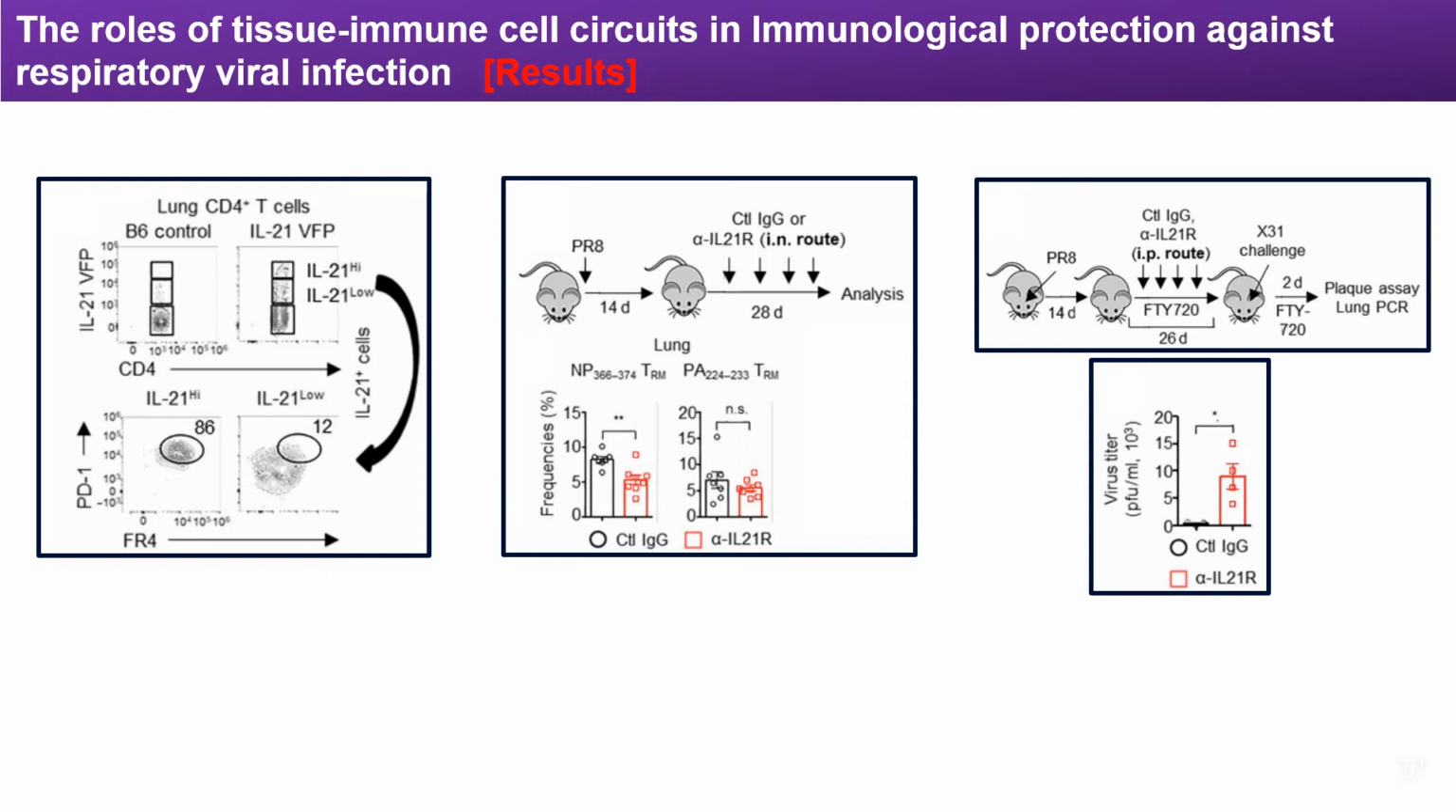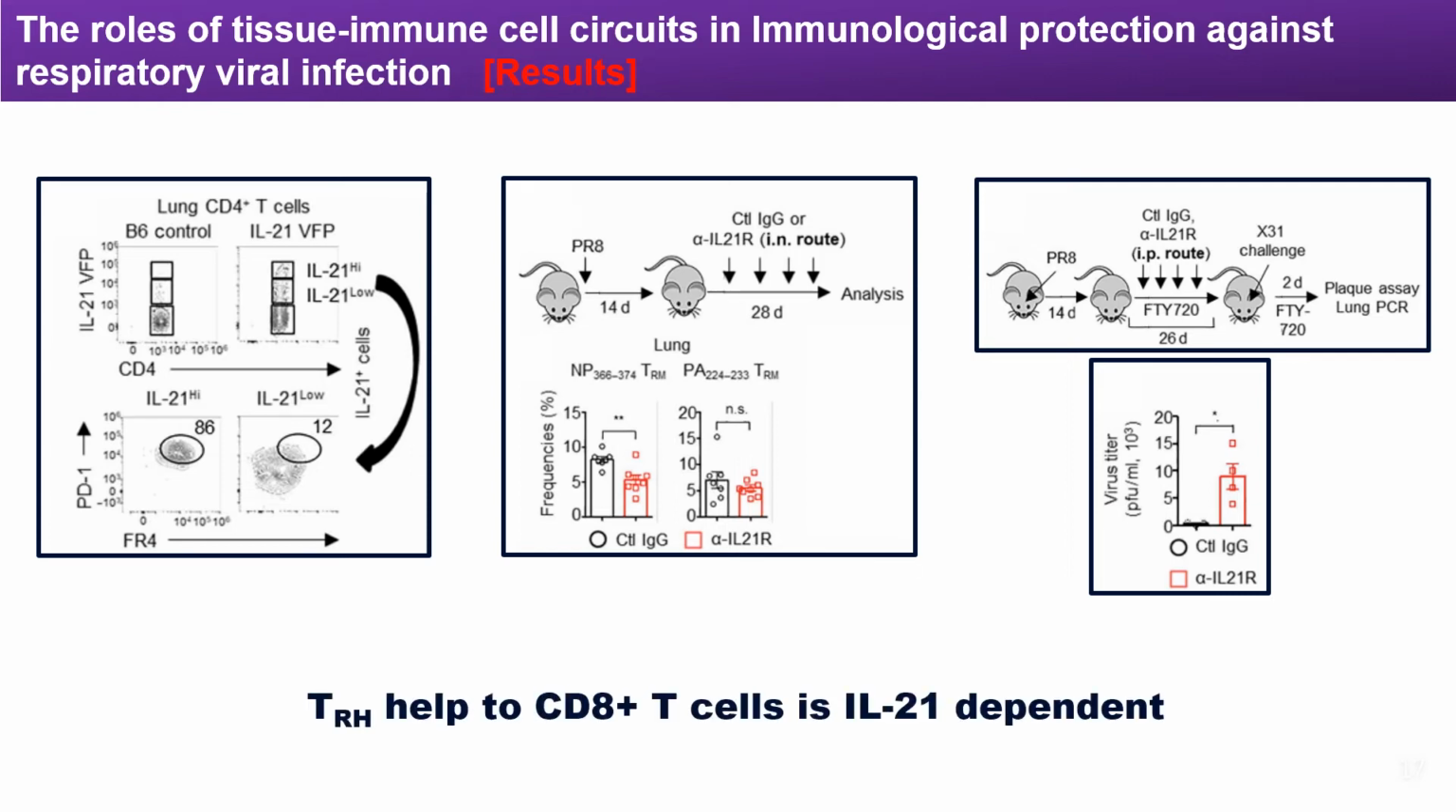Next, I wondered how TRH cells help CD8 TRM cell maintenance at the late time point. One of the special characteristics of TRH cells is that they express higher levels of IL-21 cytokine than other cell types. As you see in this data, the most IL-21 high expressing cells were TRH cells. I tested the function of IL-21. IL-21 signaling was blocked by anti-IL-21 receptor antibody treatment. Without IL-21 signaling, virus-specific CD8 TRM were significantly decreased. When I did the secondary influenza virus infection, the virus titer in the lung was still quite high in the IL-21 signal blocking group. So this data suggested TRH cells help CD8 TRM in an IL-21 dependent manner.